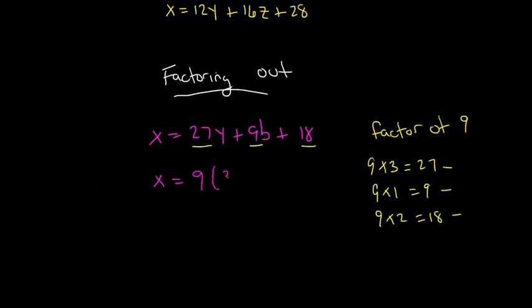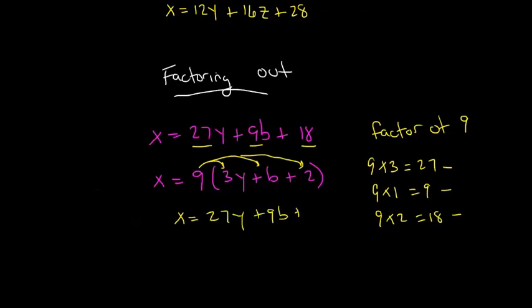So in this case here we have x equals our factor, which is 9, times 3y plus b plus 2. So if I were to redistribute this, if I were to take 9 and distribute it into my parentheses, like we did above, we would see that x equals 27y plus 9b plus 18, which you'll recognize is what we had up here. So these two expressions are equivalent. It's just in one case the factor of 9 is factored out, and in the other situation it is distributed in.